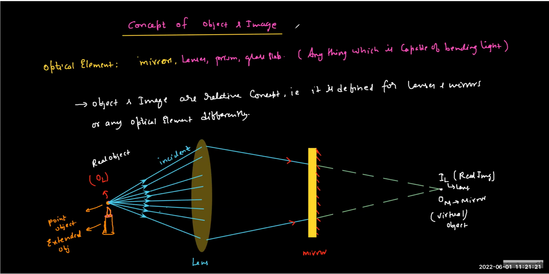Now, after hitting the mirror surface, the light ray will reflect again. And because it will reflect, you can get a point of intersection again.